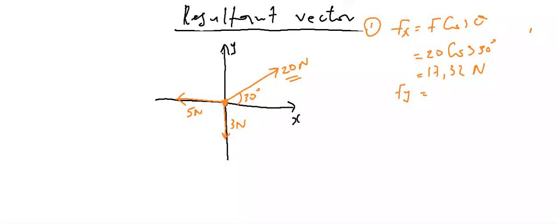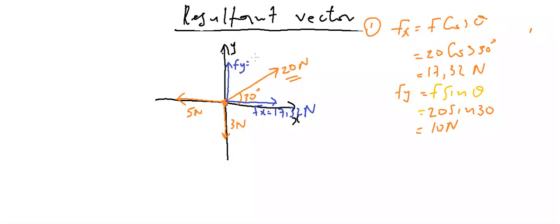Okay, what we can do, we can just draw the components here. We have component x, that is Fx. We have component y, that is Fy. Fx is already calculated, 17,32 newtons. We are about to calculate Fy. So Fy will be equal to F sine theta. The force is 20, sine, the angle is 30. Then we press the calculator. So the answer is equal to 10 newtons here.